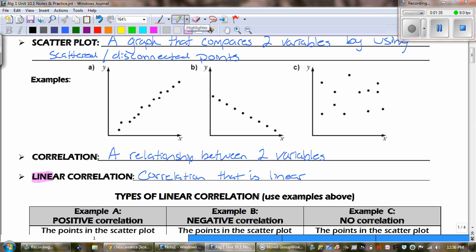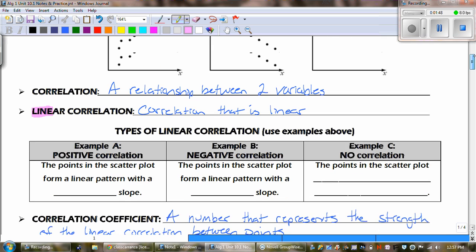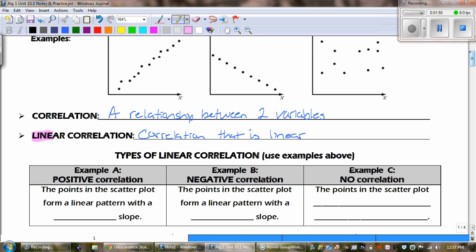So in example A, you can see that it is a line going up. And B, it's going down. And C, I have no idea what's going on. So, types of linear correlation, and we're going to use the above graphs to show. Positive correlation, like example A: the points in the scatter plot form a linear pattern with a positive slope. You can tell that this is positive and it's going up.